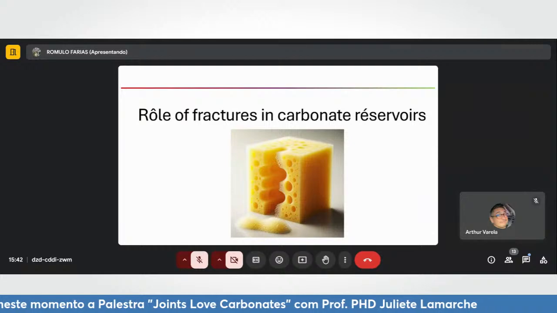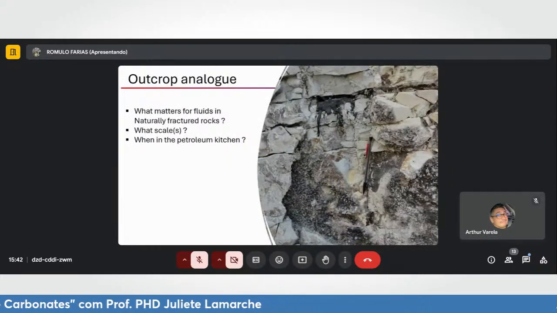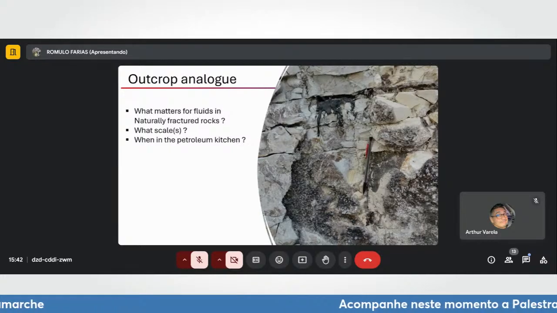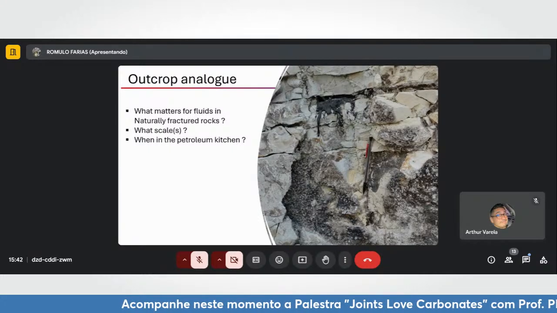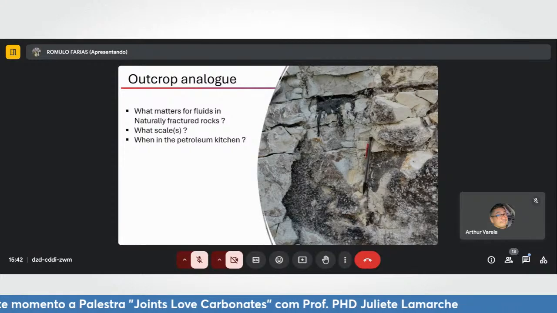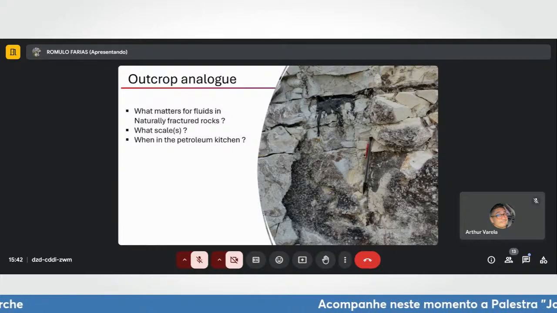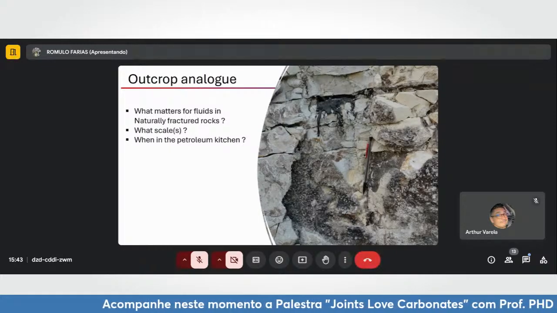Now, how is it in the reservoirs? To really understand how it works with the fractures in the reservoir, I studied an analog very close to a field in Albania. The question was, what matters for fluids in naturally fractured rocks? What matters, really? What should people take into consideration when they make reservoir models? At what scale? And when do they occur in the petroleum kitchen?